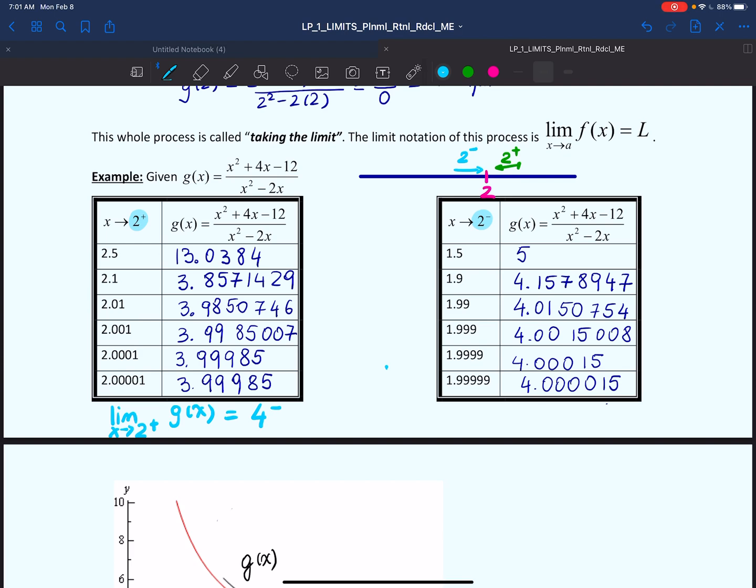On the other hand, in the same way, we evaluate the function as x approaches 2 from the left-hand side of it, and we find out that the values of y get closer and closer to 4.